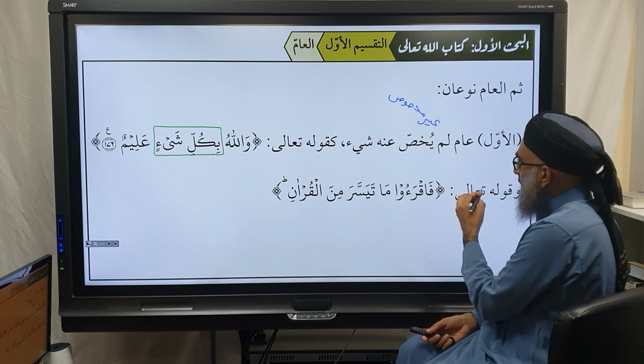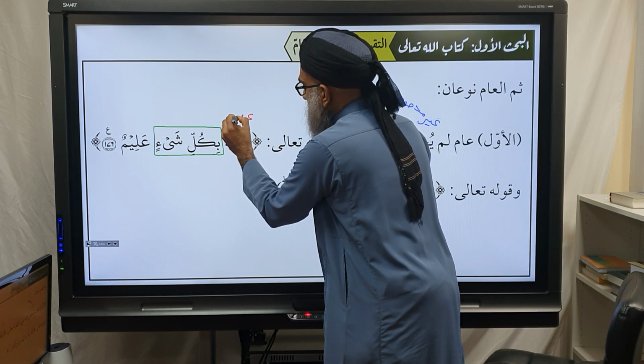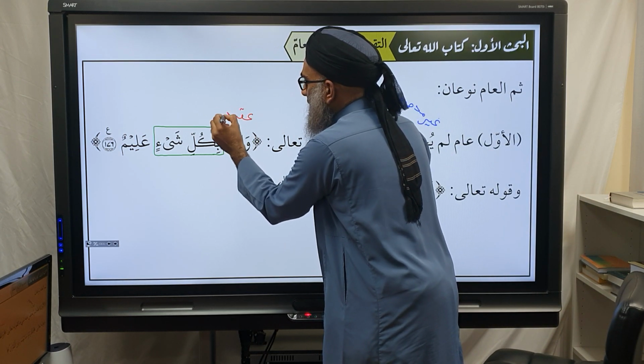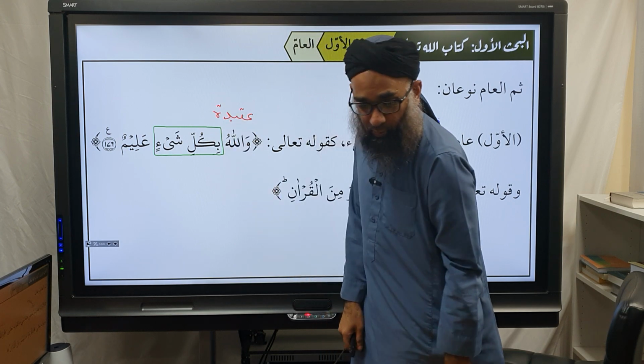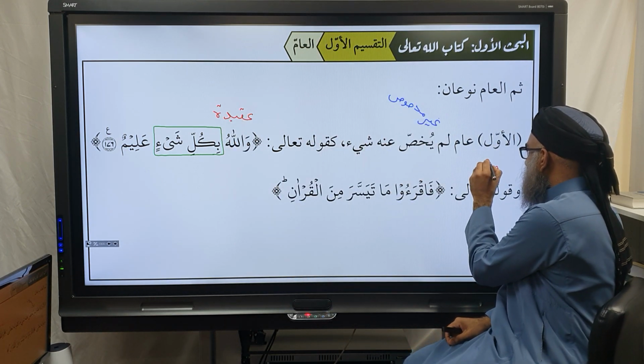Another example. Now, this is a basic example. This is to do with aqidah. For example, if somebody was to say that I don't believe Allah knows everything, you say, well, you're going against the am of the Quran. Okay? And you have a fiqh masla.